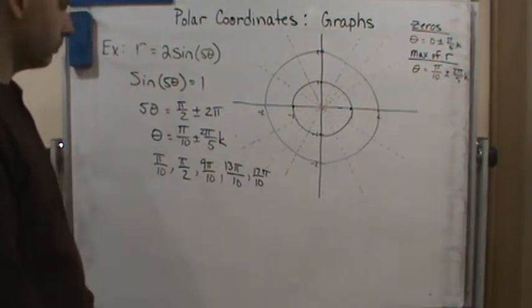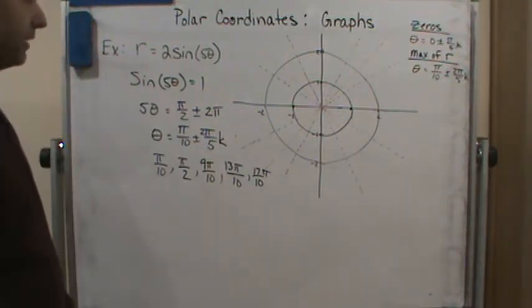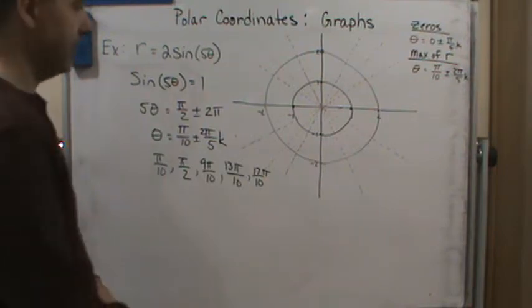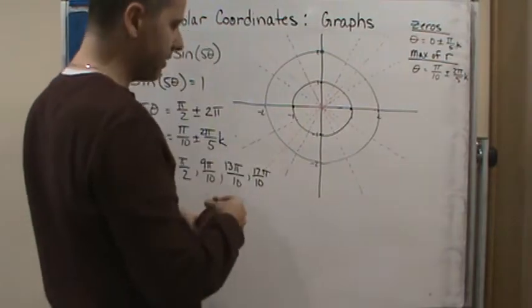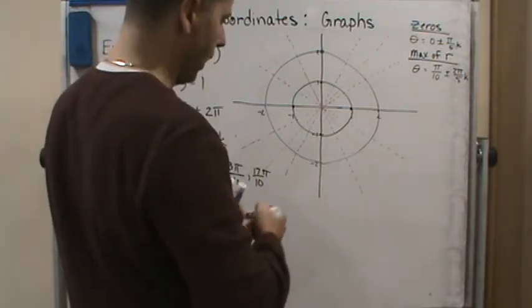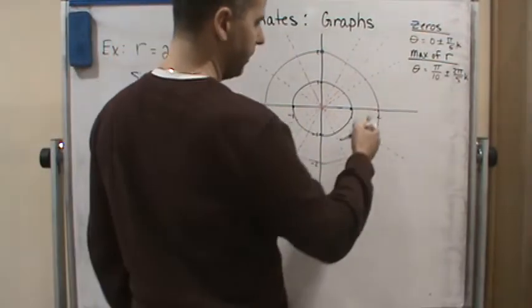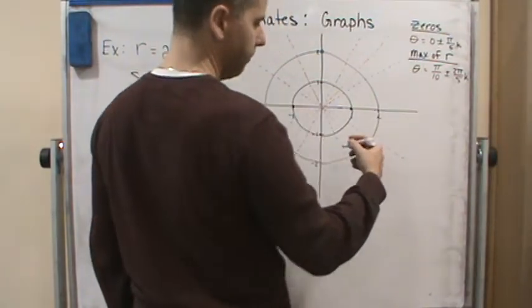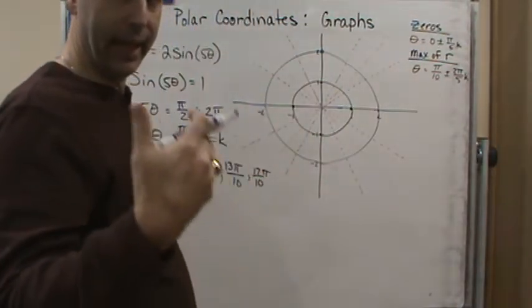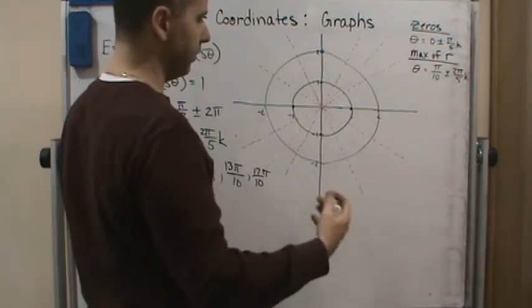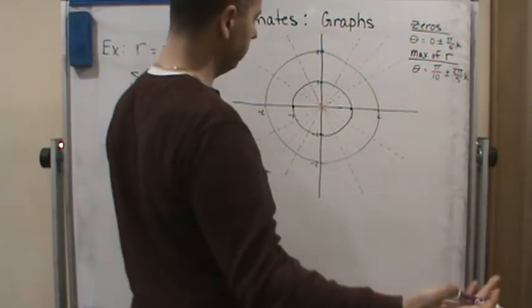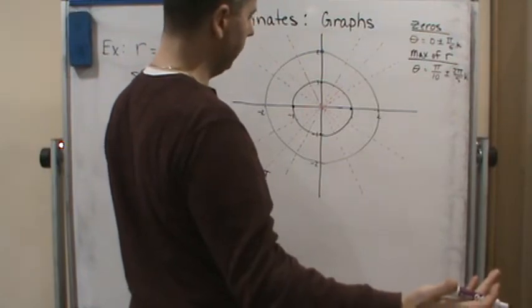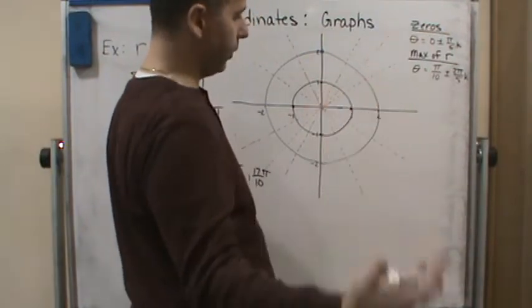Also, again, the 2 pi over 5 tells me how I'm going to divide this up. Now, these lines that I drew on here, I drew on purpose. These are the 30 degree and 45 degree increments.